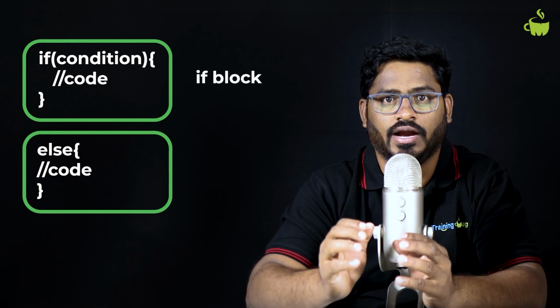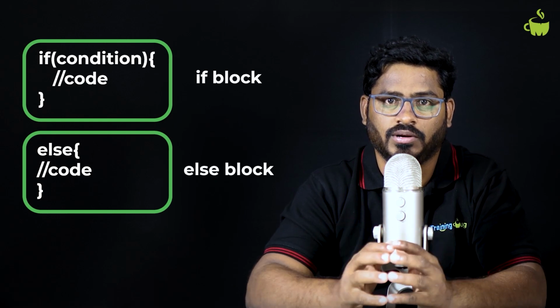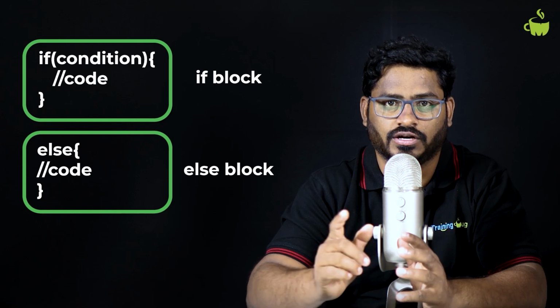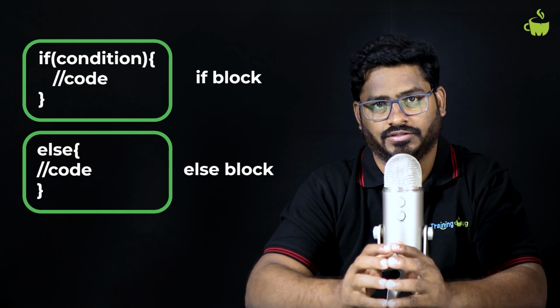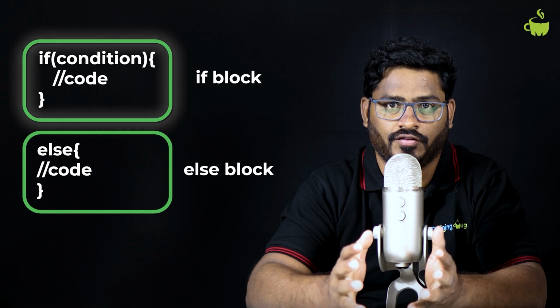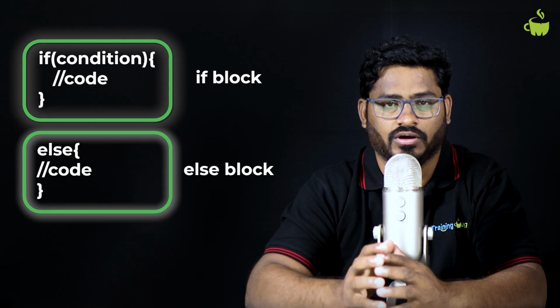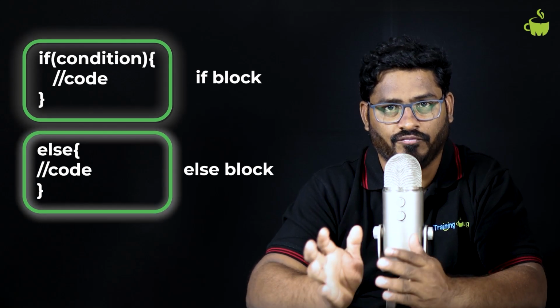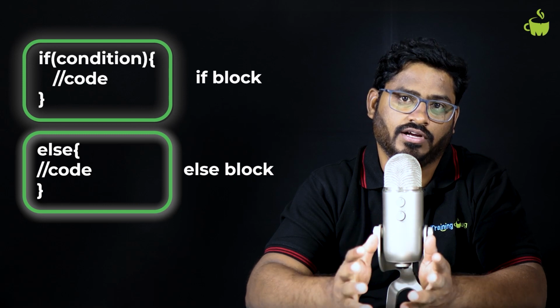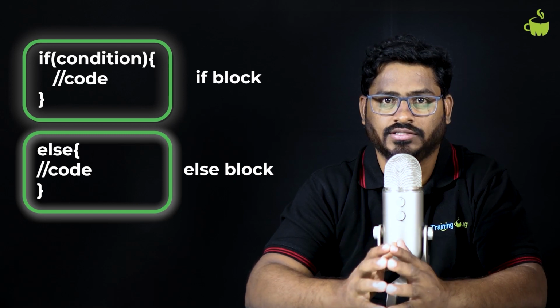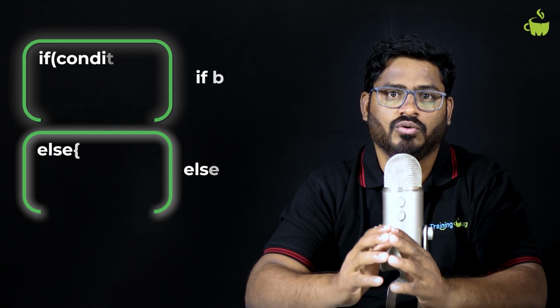The if-else statement is also called if block and else block. The block is nothing but a group of statements which are referred within the curly braces. So you have if block and you have else block. If the given condition is true, if block gets executed. If the given condition is false, else block gets executed. Now let us see programmatically how the basic if-else statement works.